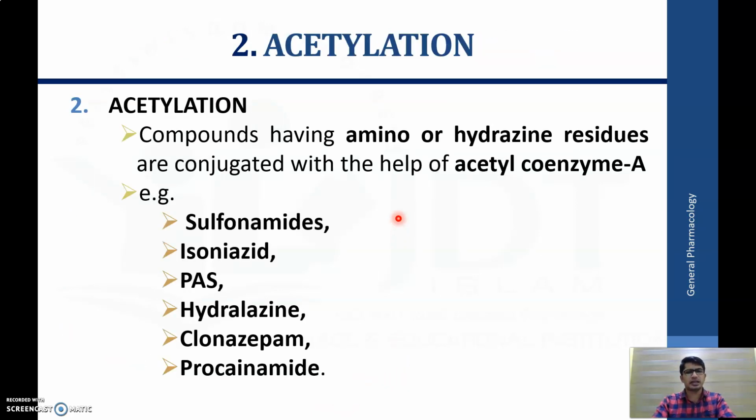Now coming to the second phase 2 reaction, that is the acetylation reaction. In this, compounds having amino and hydrazine residues are conjugated with the help of acetyl coenzyme A. Examples of drugs which are metabolized by acetylation are sulfonamide, isoniazid, para-aminosalicylic acid, hydralazine, clonazepam and procainamide.